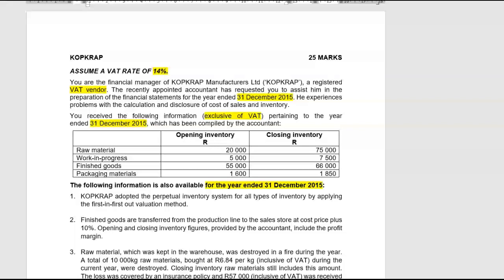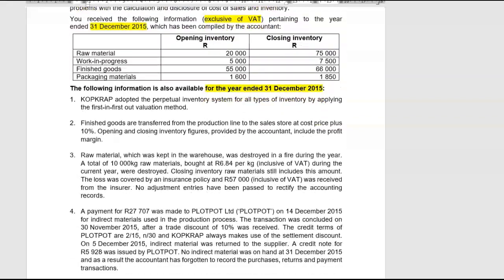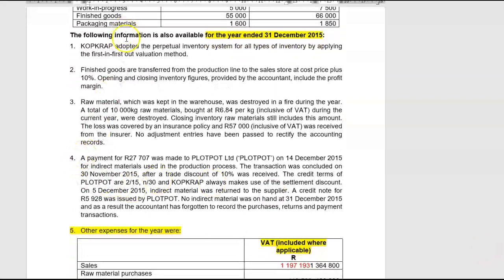Great. So let's start here. Note number 4. Kopkrap adopted a perpetual inventory system. That is quite important if you want to do journal entries, because if it's perpetual and you talk about purchases, you will not get any marks. And they apply the first in, first out method of inventory valuation. Finished goods are transferred from the production line to the sales store at cost plus 10%. So your unrealized profit margin is 10% on the cost of the manufacturing cost of the goods.